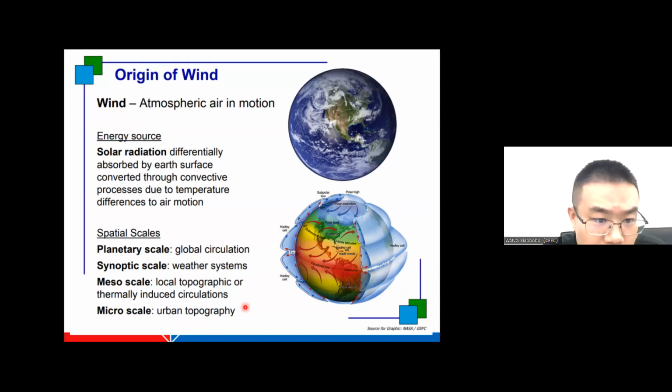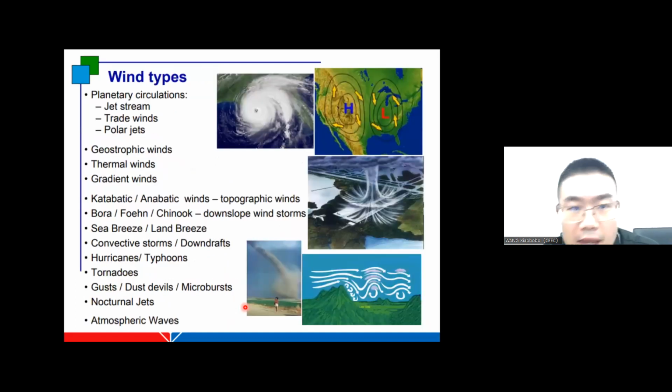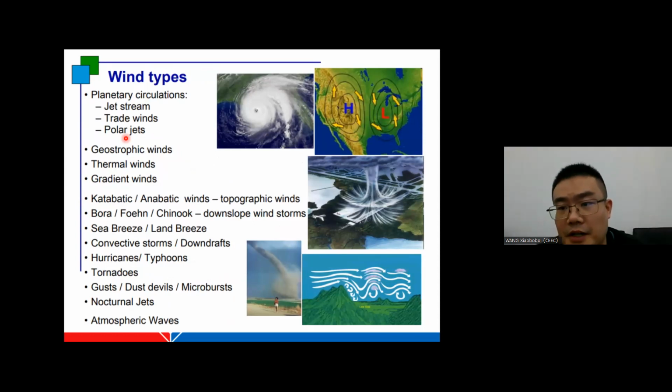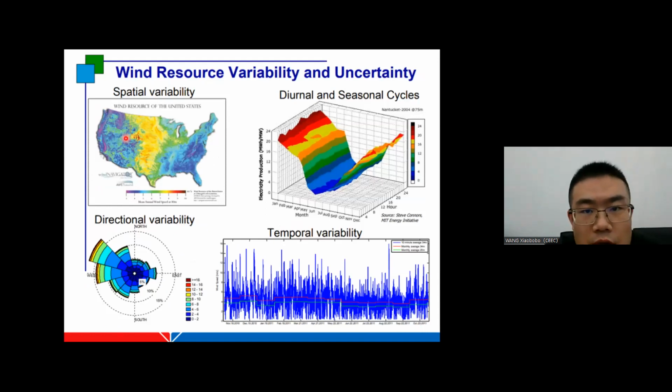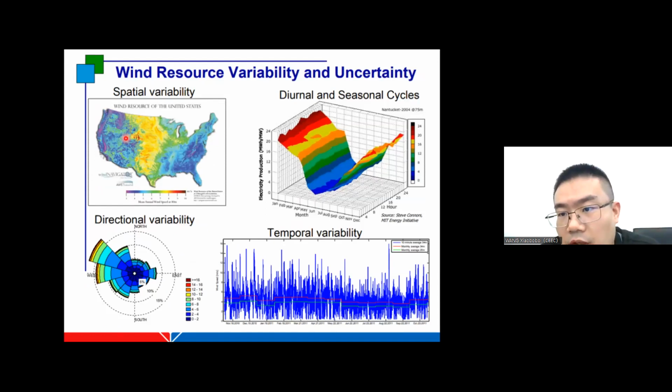And the spatial scale is due to the rotation of the Earth. It's very obvious. As for wind types, we have very different types of wind: the jet stream, the trade wind, and the polar jet. All of these are equivalently converted into electricity by the turbine. The wind resource variability and uncertainty is also similar to solar.